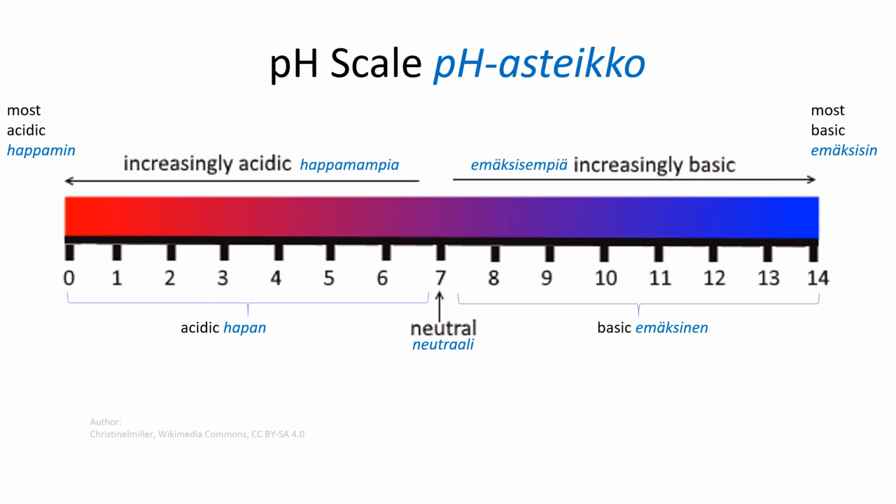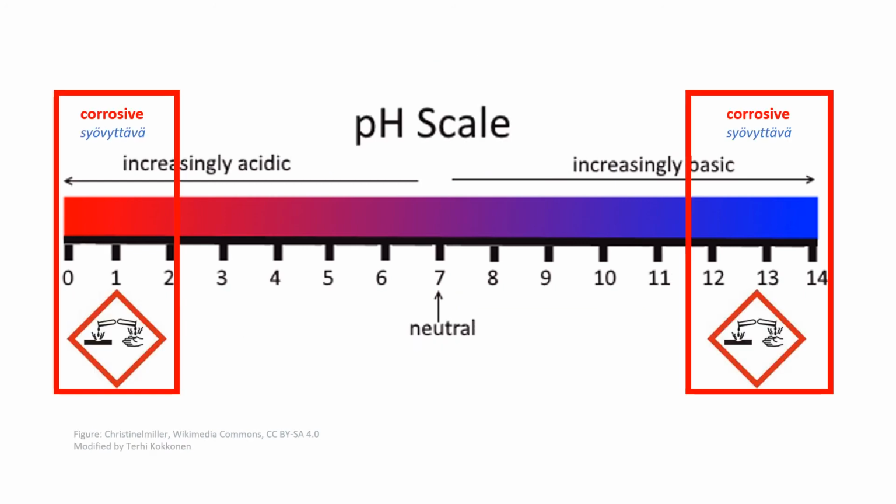Solutions are classified as acidic or basic based on their hydrogen ion concentration relative to pure water. Solutions with a pH less than 7 are acidic, and solutions with a pH greater than 7 are basic. Solutions with a pH of 7 are neutral. A corrosive chemical has a pH of 2 or lower, or a pH of 11.5 or higher.